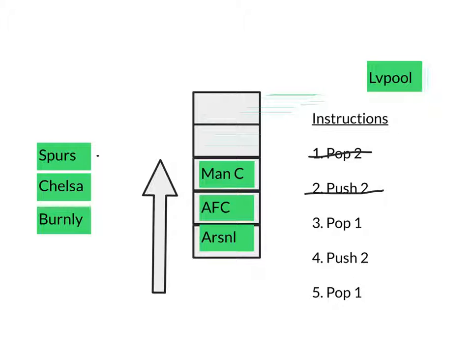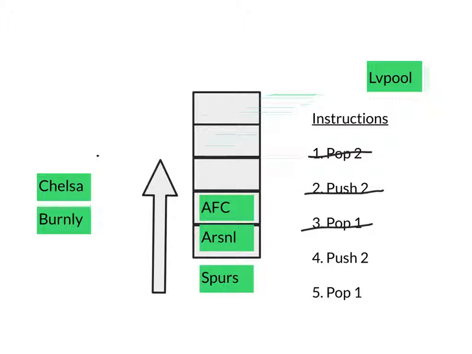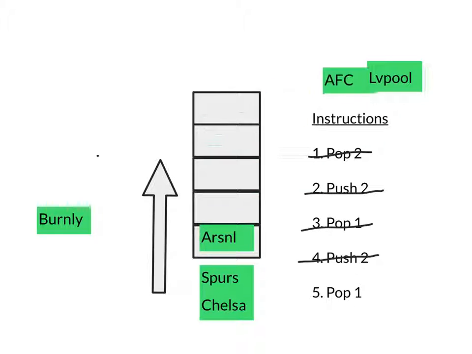Then pop 1. Okay, so Man City will now come off. Next, after we've popped 1, push 2. So I'll put 2 more teams on this list. Now, finally, last but not least, it says pop 1. So I'll take the top team, AFC, and put them in this pile over here. Now, are we seeing what is happening here?